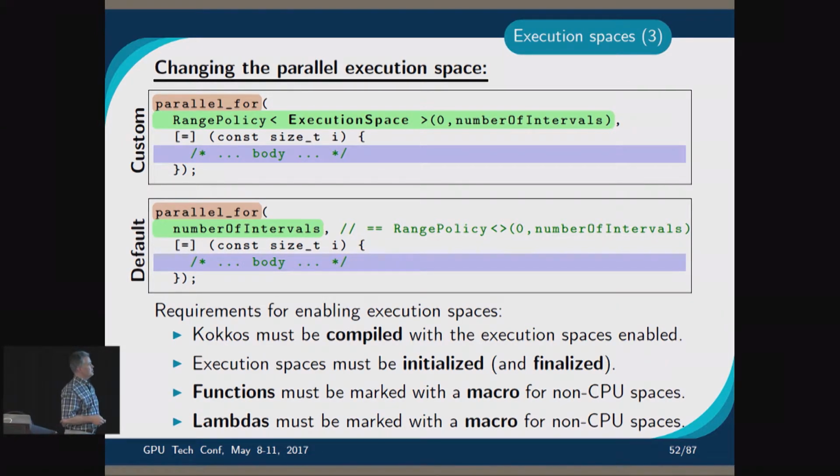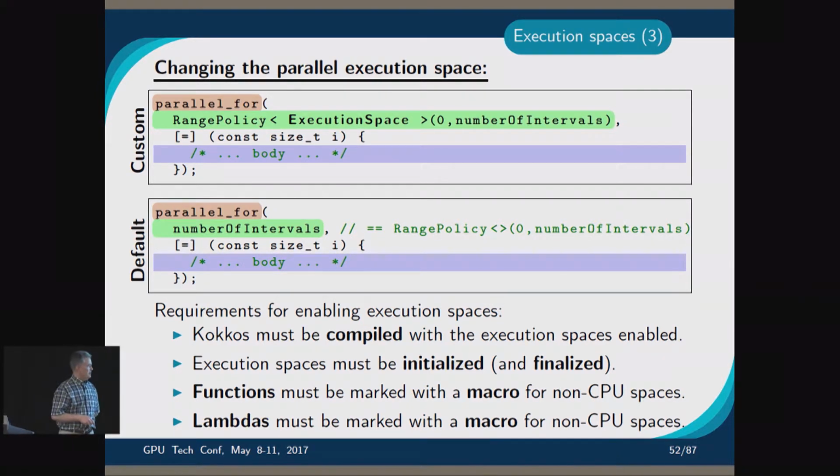Okay, so some requirements for being able to use these execution spaces. First of all, when you compile the code, you've got to set flags that say, I do have a GPU attached and I do want to run on it, or I do have OpenMP available in my compiler and I do want to run on it, or I have put -lpthread on the link line, so I can run on a pthreads backend. The execution space has got to be initialized or finalized, just to do the setup to be able to run things on whatever the particular backend is.